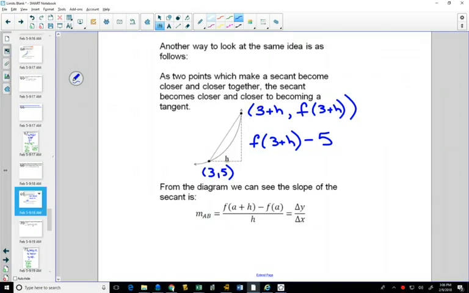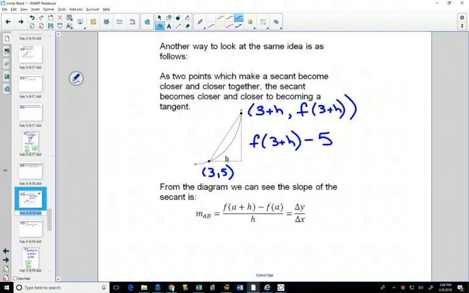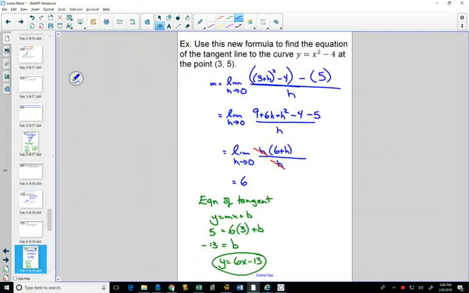In our example, f of 3 plus h, if I plug in 3 plus h in for x, I get 3 plus h all squared minus 4. The second value is just going to be minus 5, because that's that second value here. That will be my vertical distance. My horizontal distance is defined as h, so in our formula here, it's all divided by h.